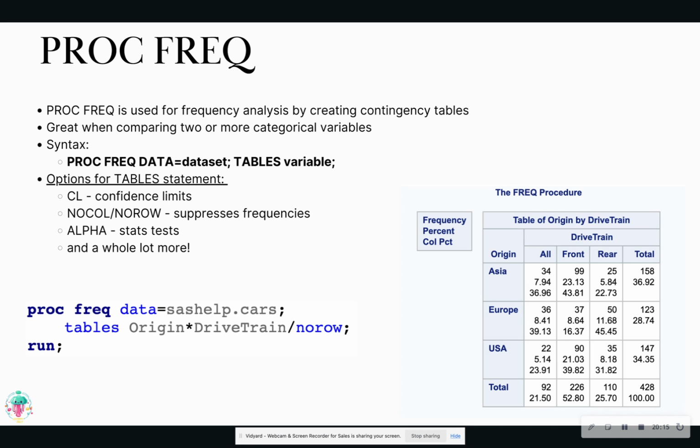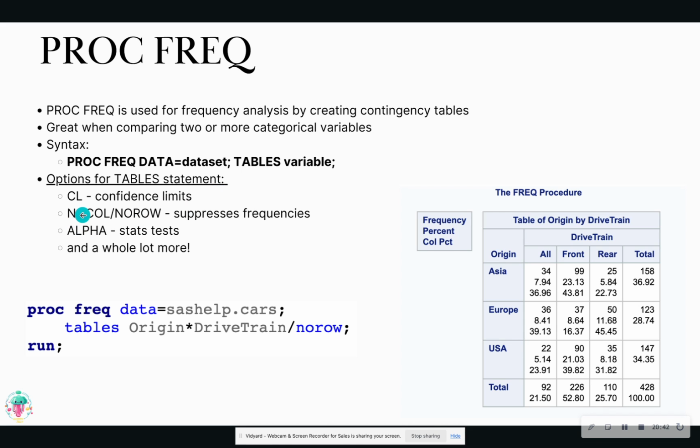So the syntax of this is PROC FREQ, data equals whatever the data set name is. So you should see a pattern here. It's really just procedure, name of procedure, data equals data set. And the second statement, which is a little bit different than the past procedures, is going to be this TABLES statement. There are a lot of options that you can put right within the TABLES statement.